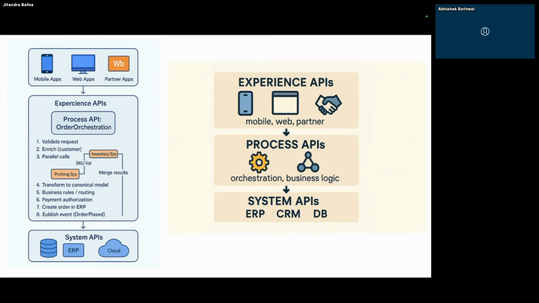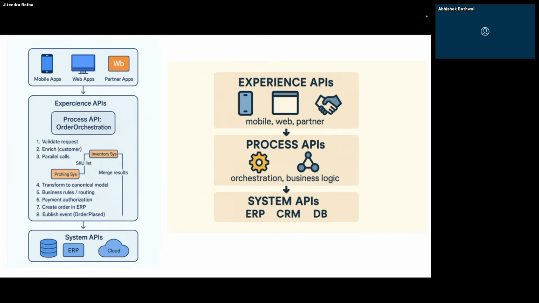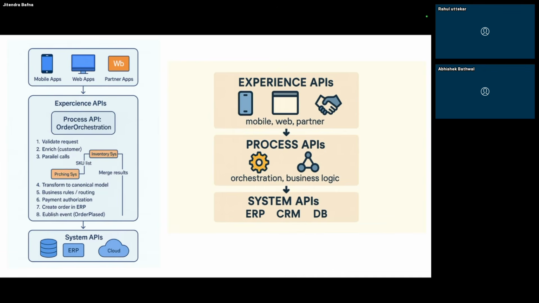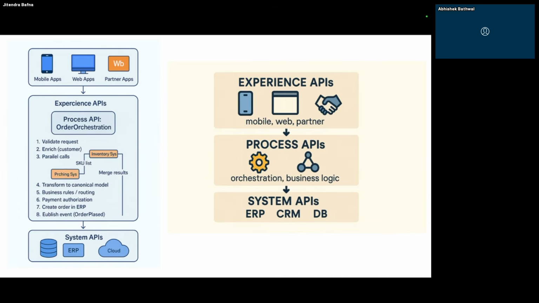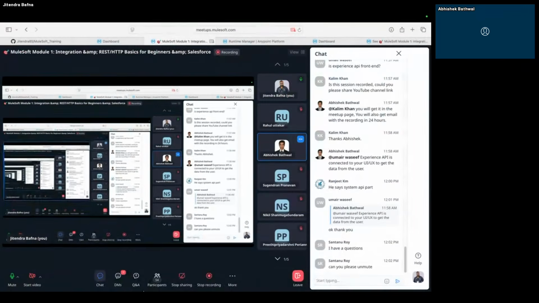So if it is a train, there would be a database where all the records are kept. Whenever you are searching, that record needs to be pulled from that database. So that is the system API. As a user, you will not be directly connecting to the database. There will be a layer in between. So your system API is connecting to that database directly. Now your process API is where the business logic is written. And your dashboard is connected to your experience API.